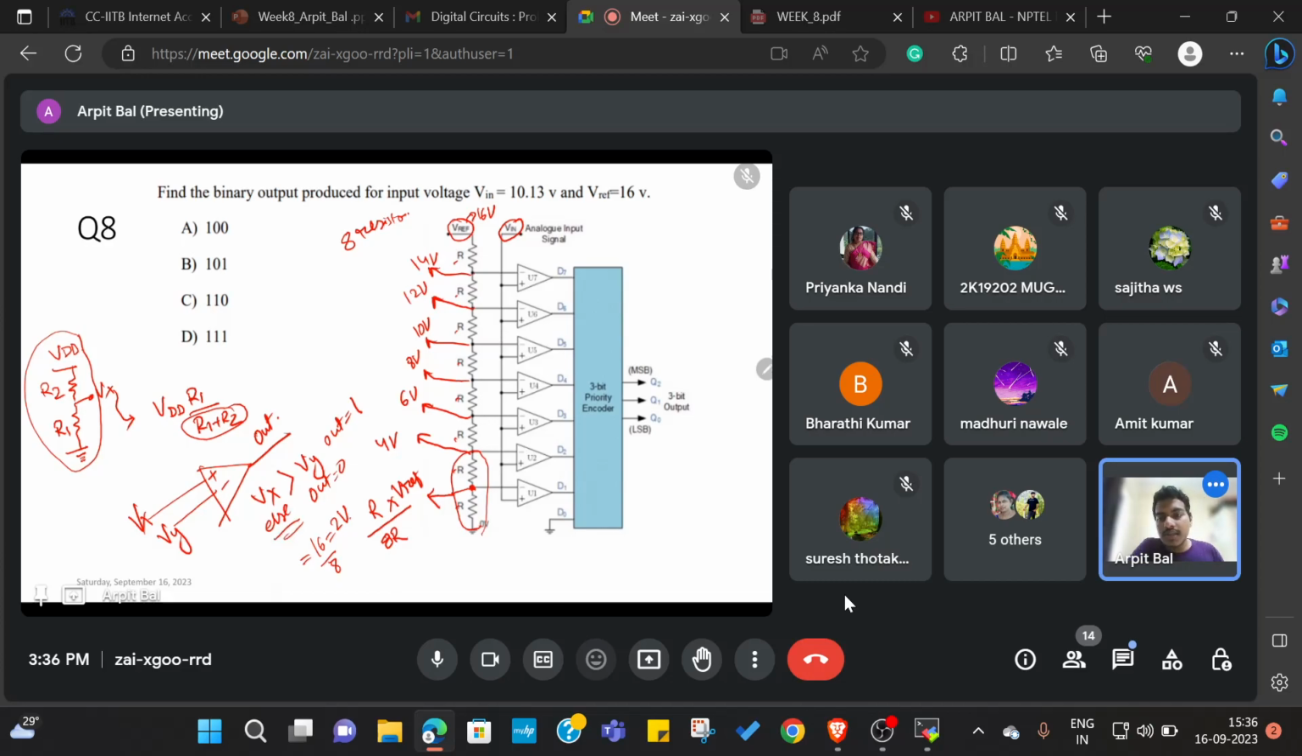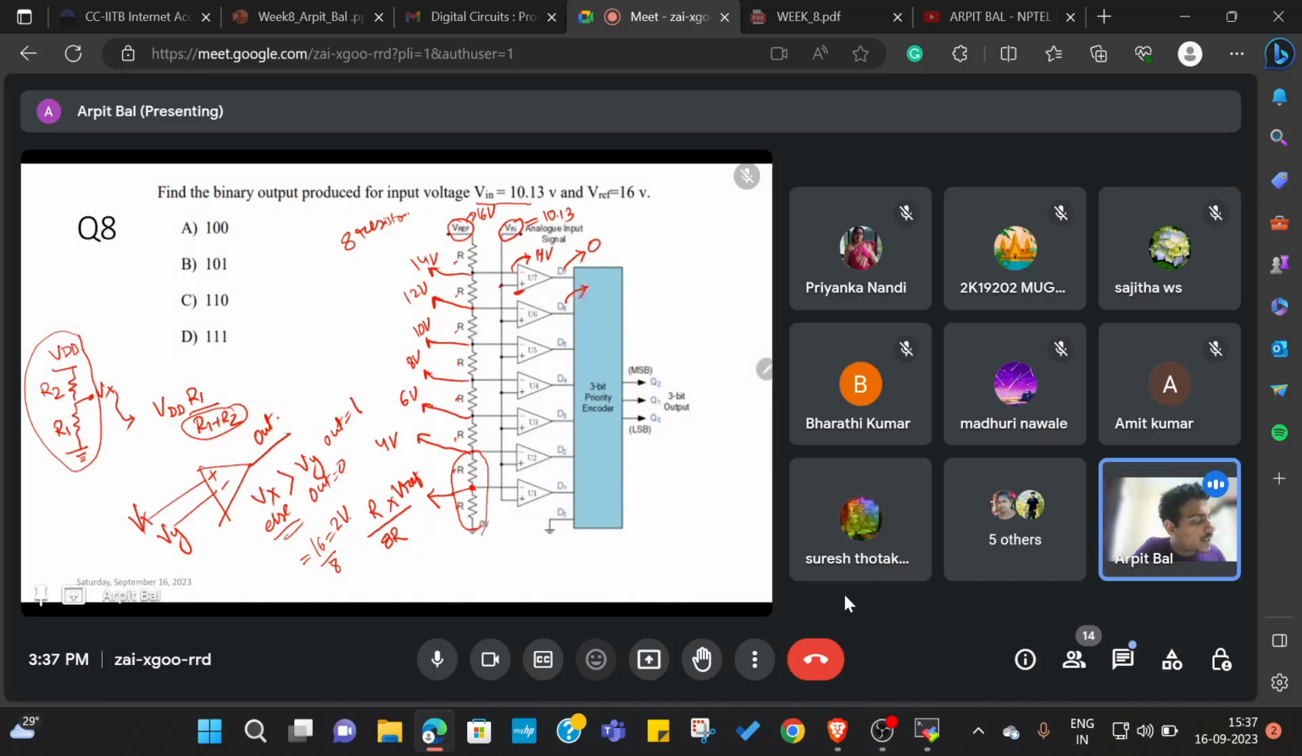This is the rationale which we are going to use while solving questions related to flash ADC. This is how the entire comparator chain is going to operate. It is given to us that V input is equal to 10.13 volt. So this potential V input is equal to 10.13. The positive terminal is at 10.13, but here we observe that the negative potential is at 14 volt. So what will be the value of D7? 0. Correct.